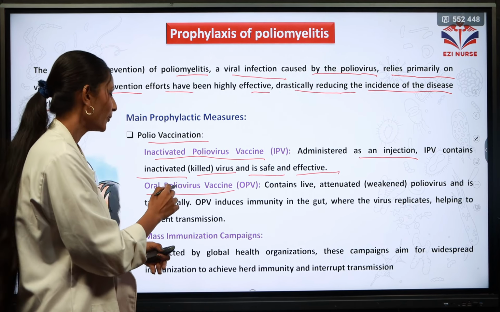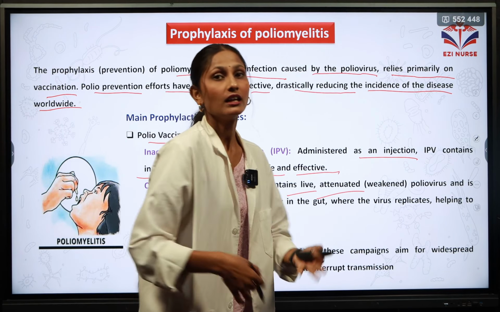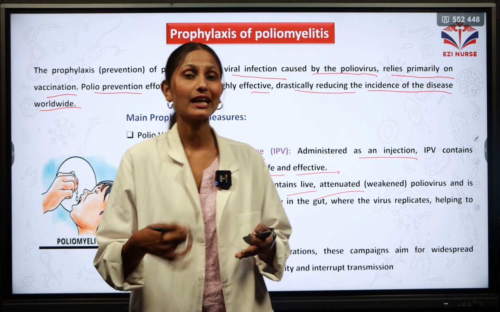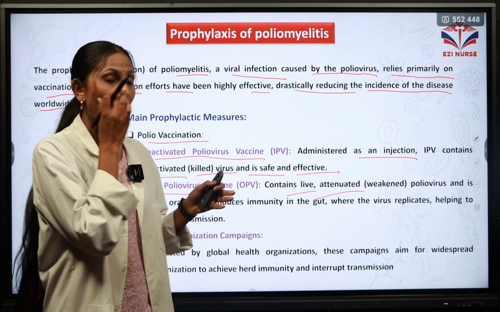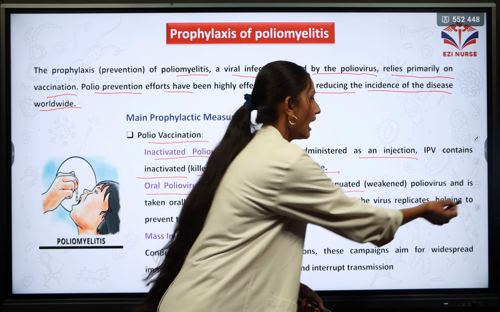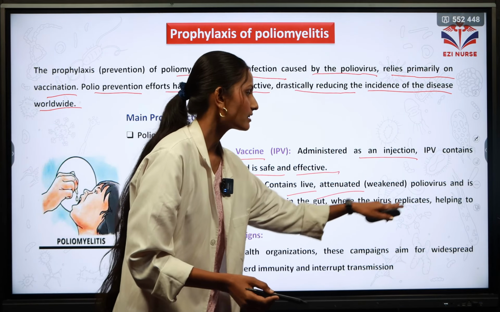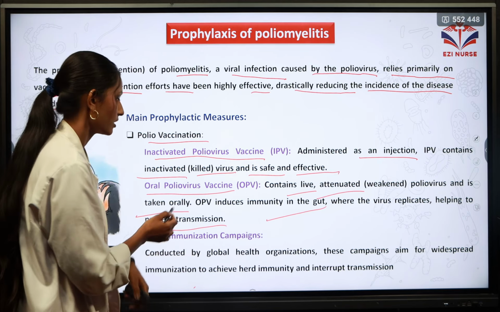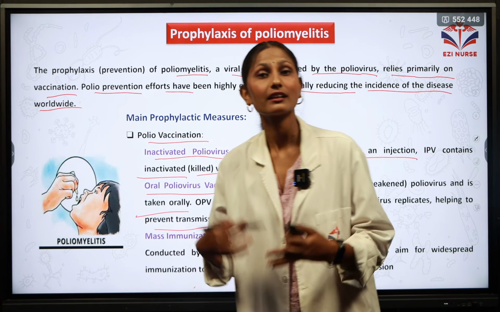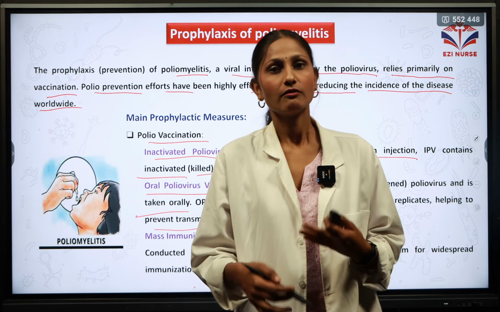The next one is the oral polio vaccine, OPV. It contains live but attenuated virus, means the virus given to the person's body is live but weakened, so it cannot harm the person. So we administer the attenuated, weakened poliovirus orally. OPV induces immunity in the gut, where the virus replicates, helping to prevent transmission. So this oral poliovirus vaccine mostly works in the gut, because the poliovirus replicates in the gut.